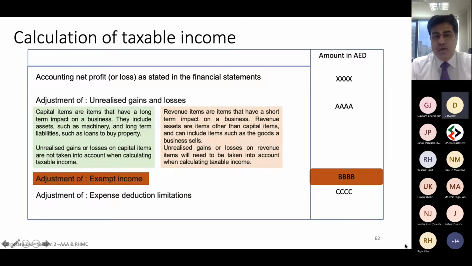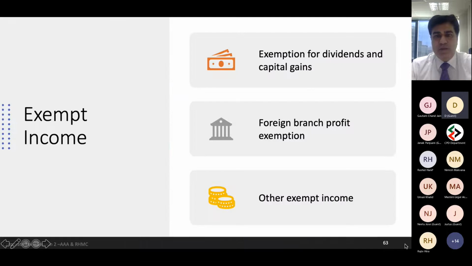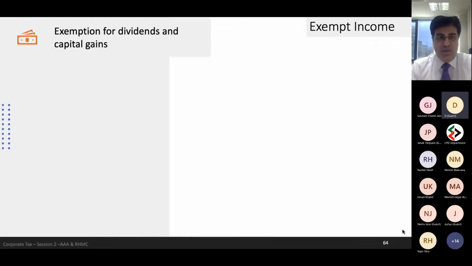Now what we are going to look at is exempt income, and which are the exempt income categories. There are three broad exempt incomes which are defined: exemptions from dividend and capital gain, foreign branch profit exemption, and other exempt income. We'll look first at the exemption for dividend and capital gain.